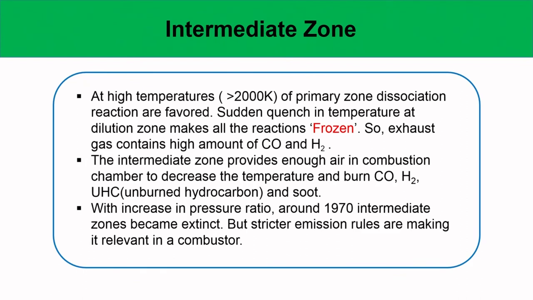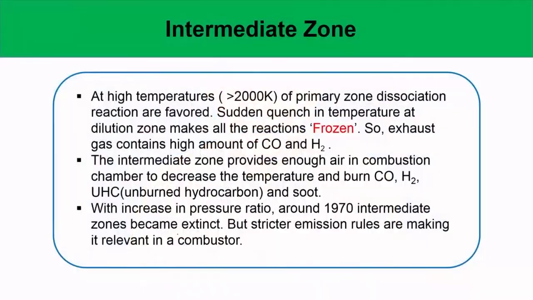So, the exhaust gas contains a high amount of CO and H2. And the intermediate zone essentially provides enough air in the combustion chamber to decrease the temperature and burn the CO and H2. Okay, so that is the thing. If this intermediate zone was directly followed by the dilution zone, but the dilution zone puts in a lot of air, right? So that would have cooled the high temperature combustion products to such low temperature values that the reaction will be frozen, and at that point, if it was a situation of chemical equilibrium, then that will contain a lot of CO and H2.